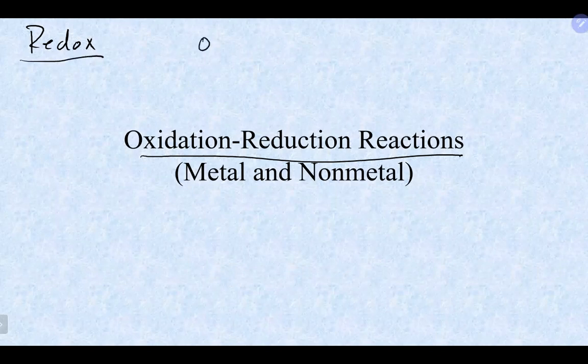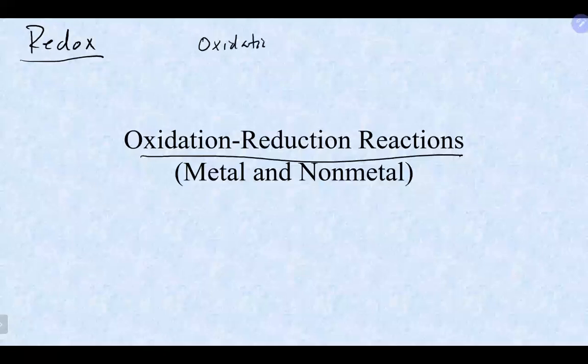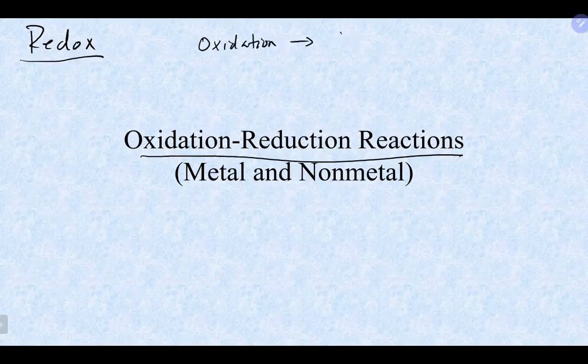Oxidation, as we will see, basically has a definition of losing electrons. And reduction has a definition of somebody that has gained electrons, basically. So if something goes through oxidation, it means it has lost electrons. If something goes through reduction, it has gained electrons.